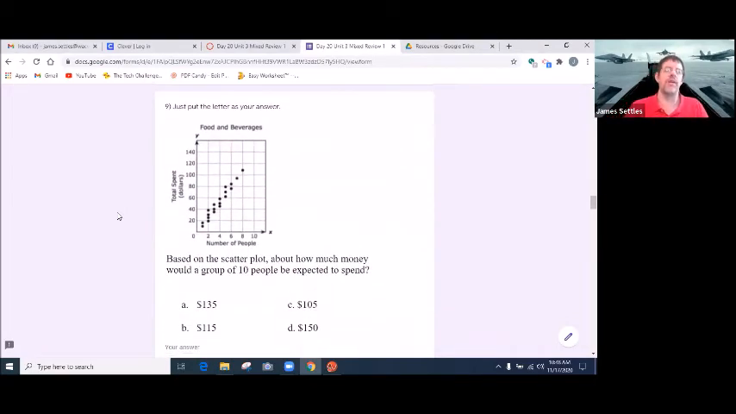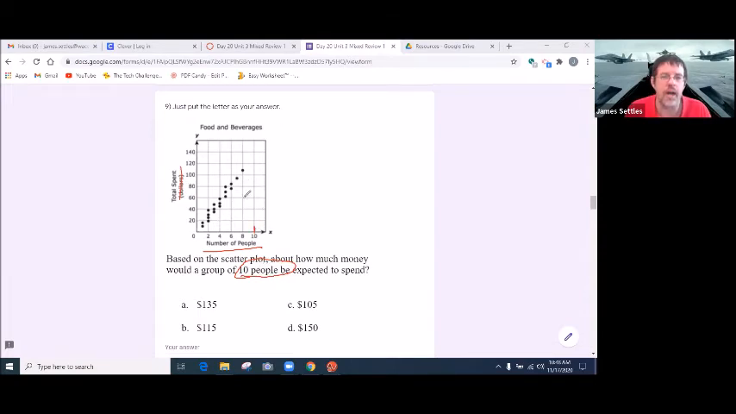Number 9, we just recently learned. So anytime you see a graph with all these dots, it's called a scatter plot. They're asking you to predict where something's going to end up. And I believe that y'all can do this, okay? It says, based on the scatter plot, how much money would be spent on a group of 10 people. So this is the number of people, and this is the amount spent. So I've got to find 10 people, which is right here.